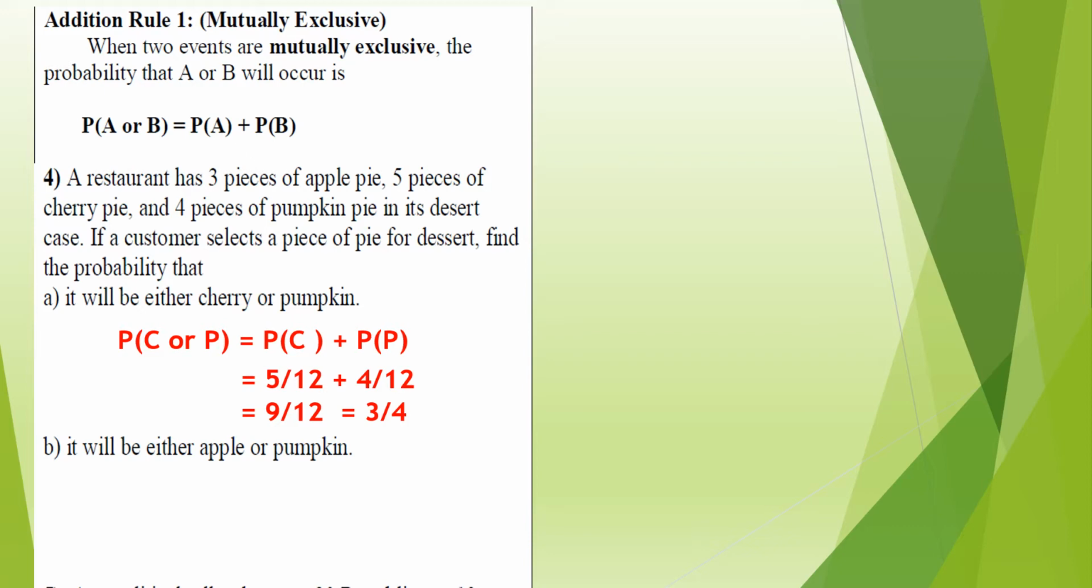Letter B, it will be either apple or pumpkin. So the probability that it will be apple or pumpkin equals the probability that it will be apple plus the probability that it is pumpkin. So the probability of apple is 3 over 12 plus the probability of pumpkin, 4 over 12. So this is equal to 7 over 12.